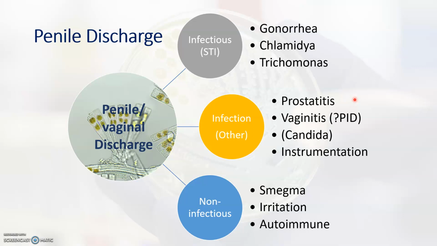Non-infectious causes include smegma, which is of course a physiological secretion, and irritation, for example, frequent douches used by women causing vaginal irritation, and some autoimmune conditions such as reactive arthritis associated with penile discharge or urethritis.